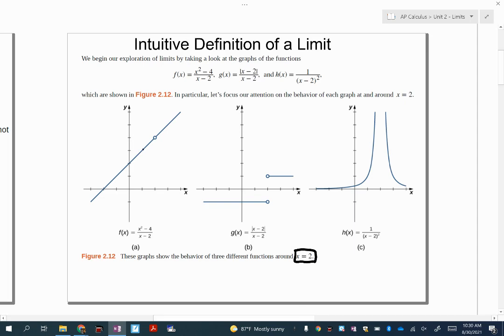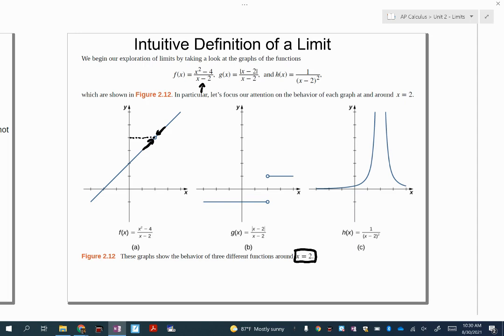On this one, right, as we're approaching it from the left and the right, we're approaching that y value of 4. All right, so even though there's an open circle there, that the function does not have a value that works for x equals 2, right? It makes the denominator 0. We would have a limit that does exist at x equals 2 in part A.